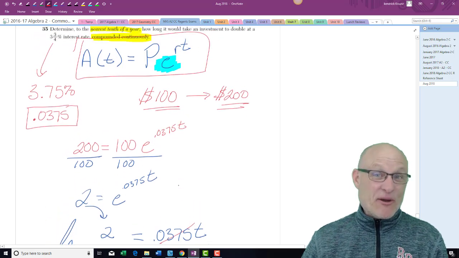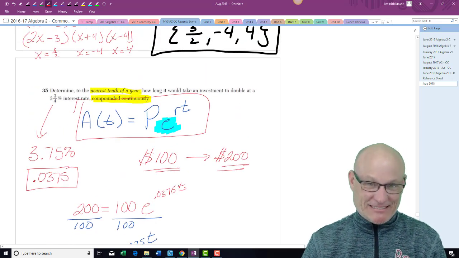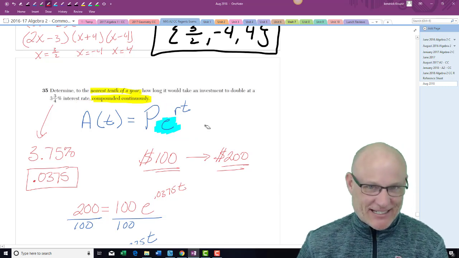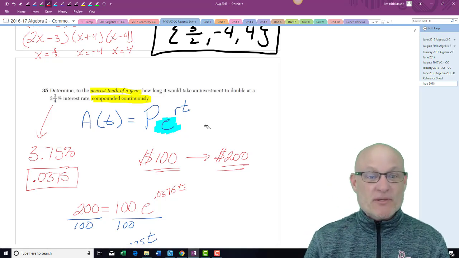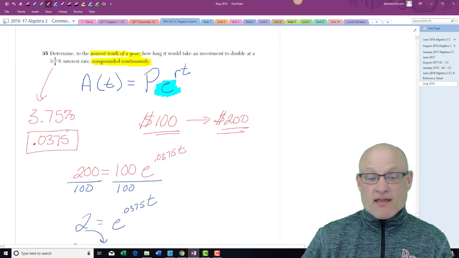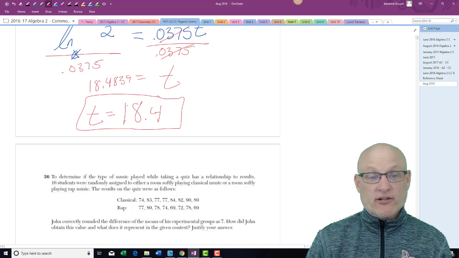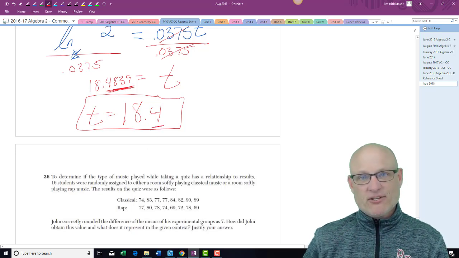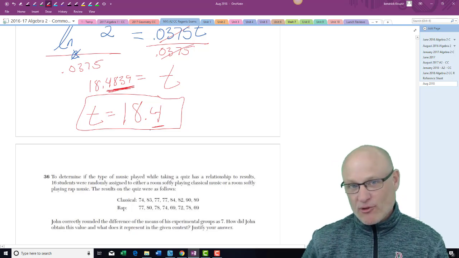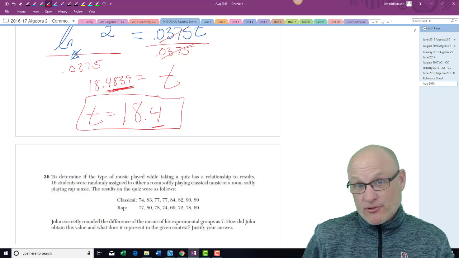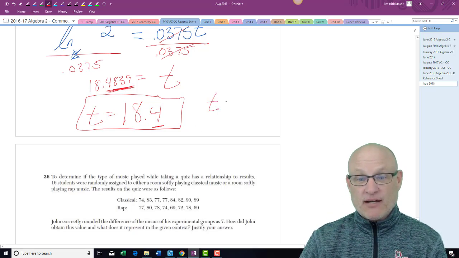All right, there's one more trick, because that's not the answer. Sorry, I forgot about this question. Okay, determine to the nearest tenth of a year how long it would take for an investment to double. At 18.4 years, at 18.4839 years or whatever, or at 18.4, did it double? It's not doubled yet. It's almost doubled, but it's not quite doubled. So in order to make sure that it's doubled, you have to go to 18.5.